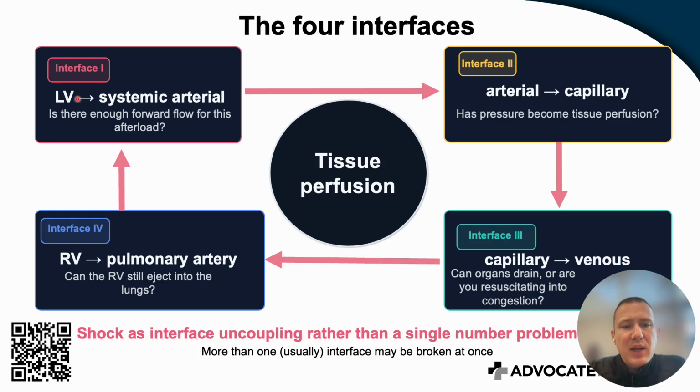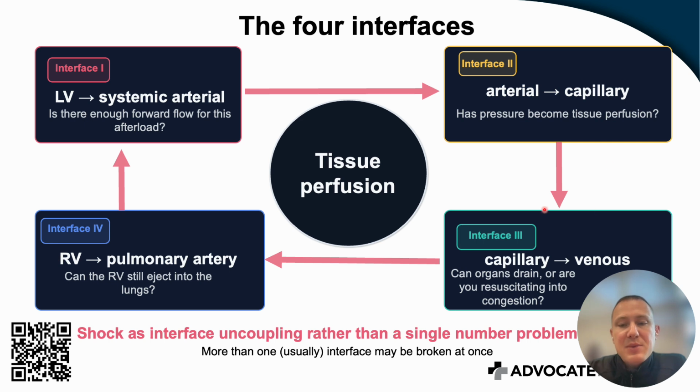The first interface is LV to systemic arterial, and it describes how the left ventricle is able to interact with the aorta during systole. It answers the question, is there enough forward flow for this afterload? The second hemodynamic interface describes microcirculatory perfusion, the arterial to capillary interface, which answers the question, has the pressure that we have seen at the macrocirculatory level transferred into microcirculatory perfusion?